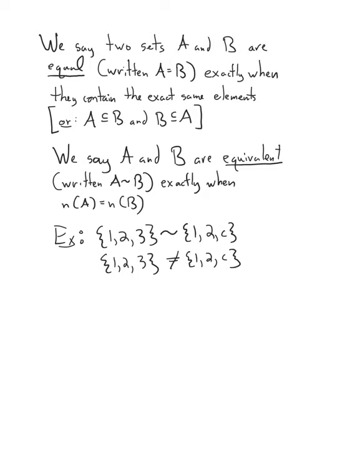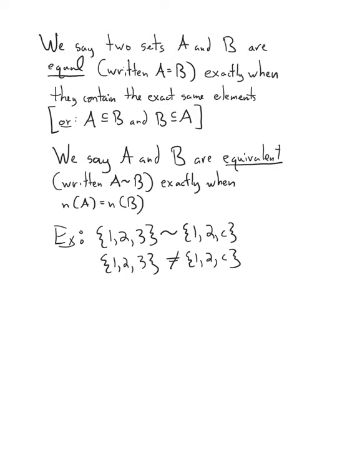So a quick note about equal and equivalent sets. Equal sets are exactly what you think. Two sets are equal exactly when they have the exact same elements in them. One way that mathematicians view it is that they're subsets of each other. A is a subset of B, and B is a subset of A. Everything that's in A is in B, and everything that's in B is in A.